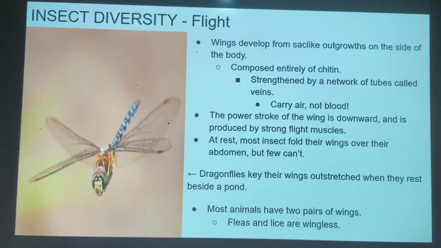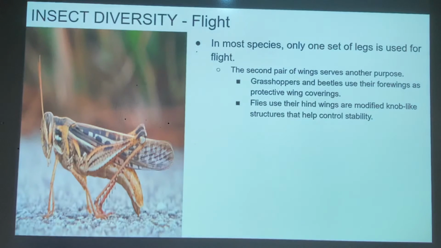Most animals do have 2 pairs of wings. The biggest exception are fleas and lice that are actually wingless, which is funny because they travel so easy, but they do not have wings.